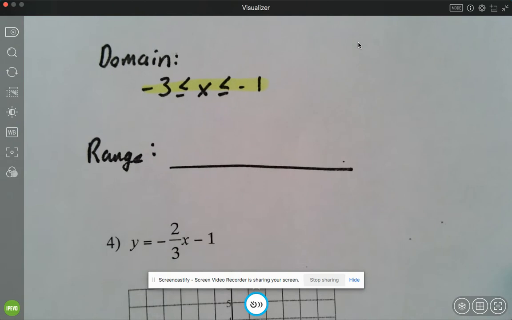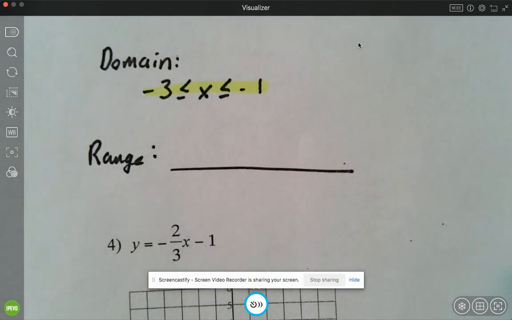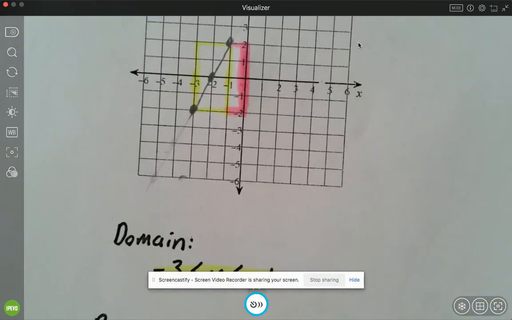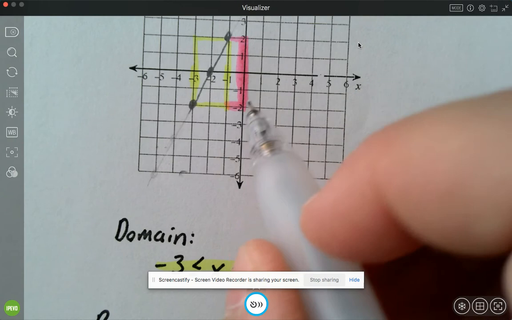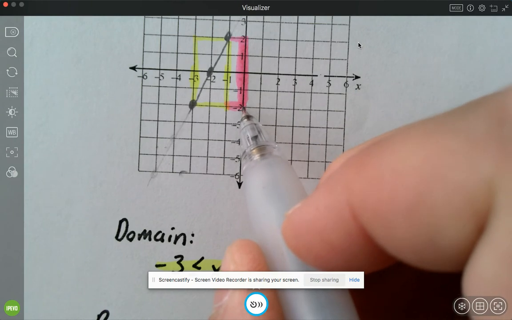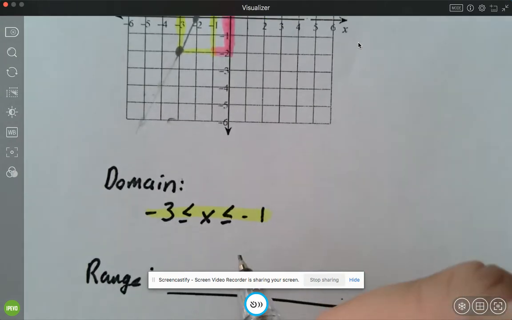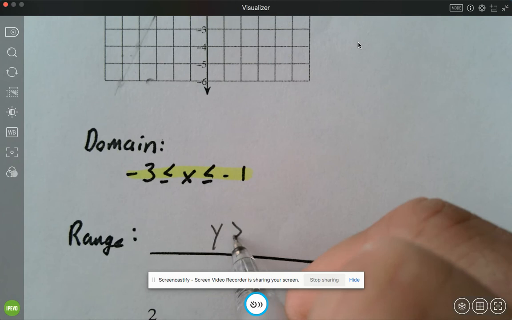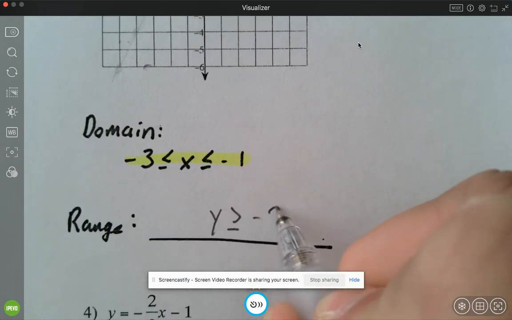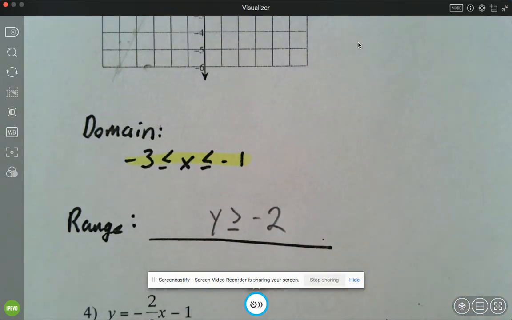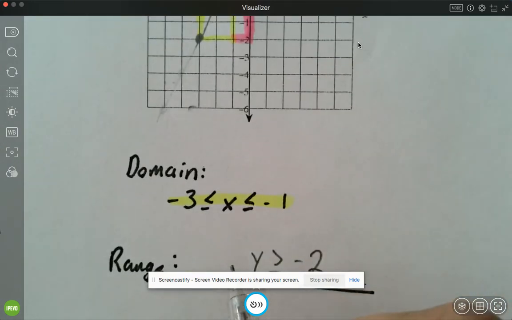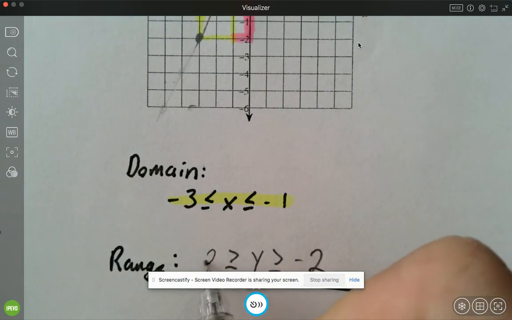So now when I write my range out, again, I'm looking to write that y is bigger than -2. So I'm going to write y is greater than or equal to -2, but it's less than +2. So over here I'll write less than or equal to +2.